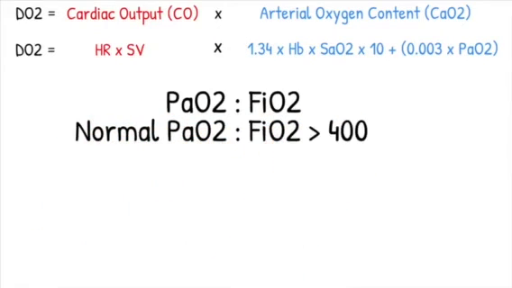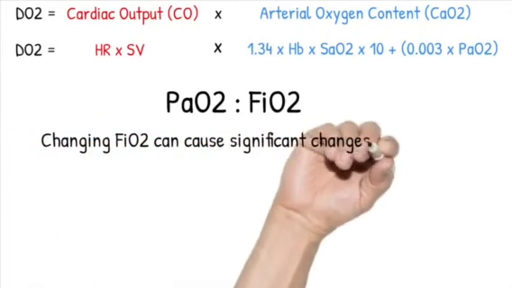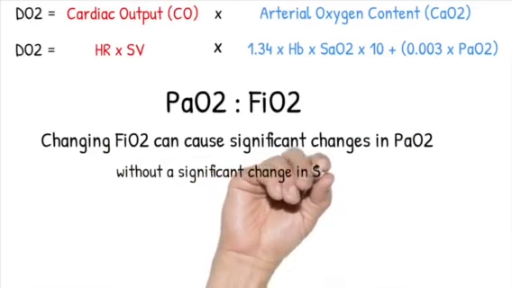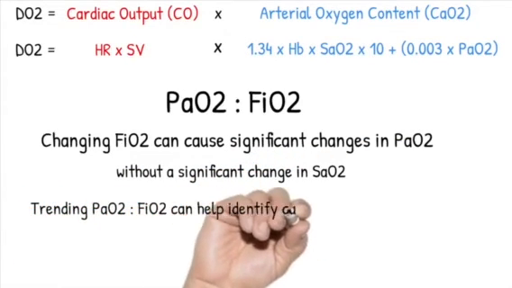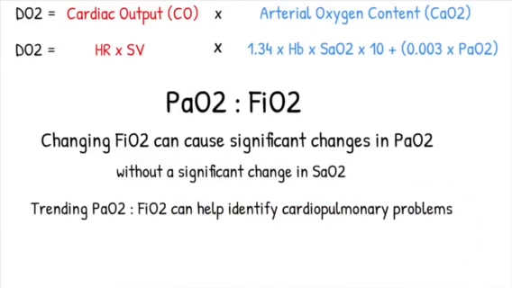The normal PaO2 to FiO2 ratio in an adult at rest should be greater than 400. However, many factors lower this number, including obesity, lung disease, and pulmonary edema, to name a few. Changing the FiO2 can cause significant changes in the PaO2 without a significant change in the SaO2. Therefore, trending the PaO2 to FiO2 ratio can help the clinician identify problems in the cardiopulmonary system.